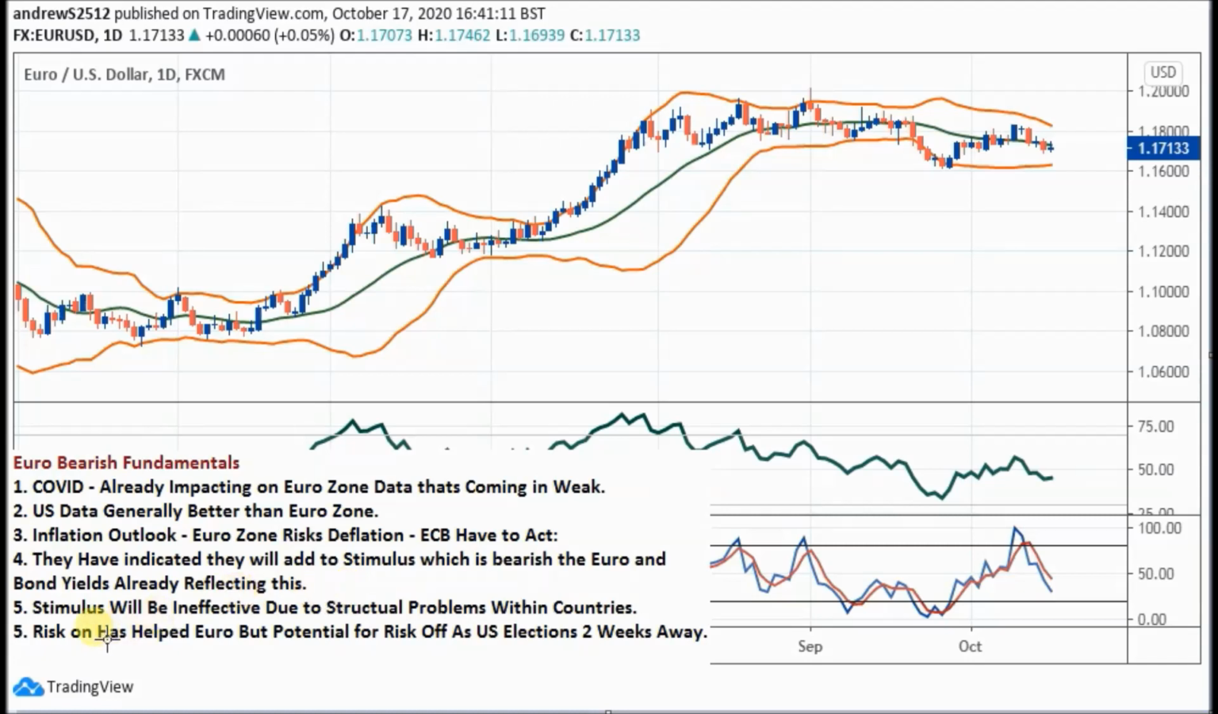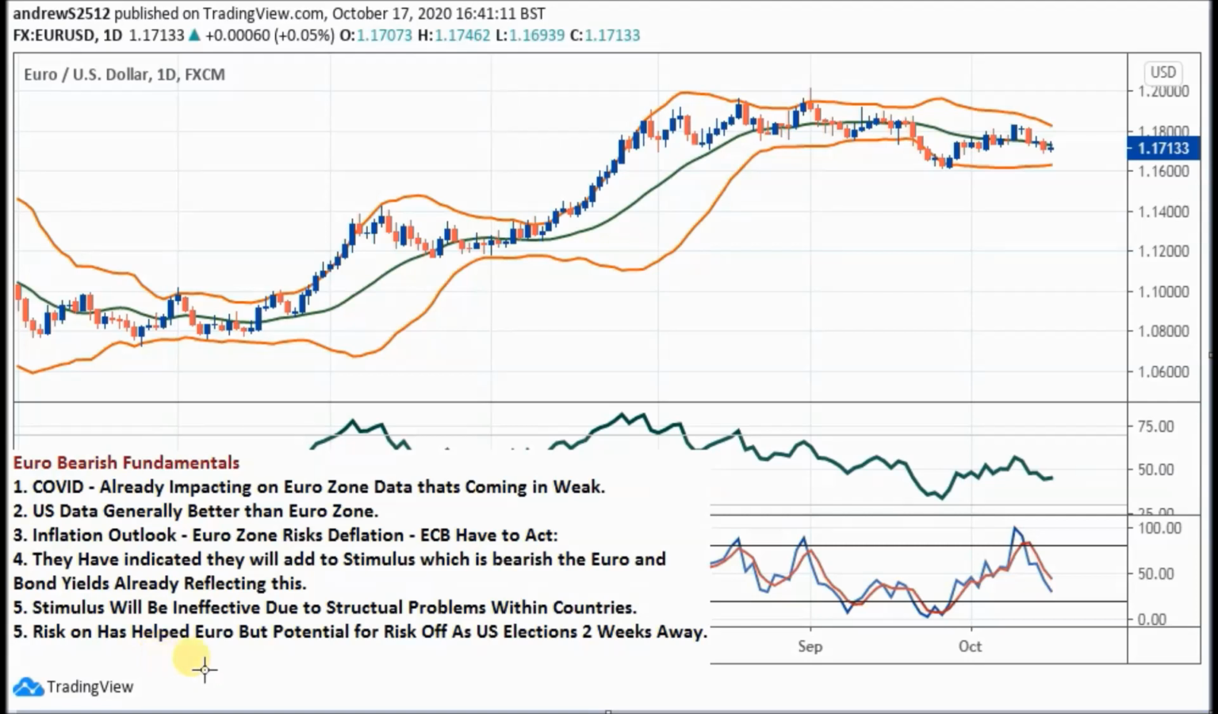Now, in terms of the stimulus, it will be ineffective due to the structural problems within individual countries. So Eurozone basically faces a real slowdown in economic growth, and I think it's going to go into recession. Okay, now in terms of the euro, it has had some additional support by risk on in the markets.